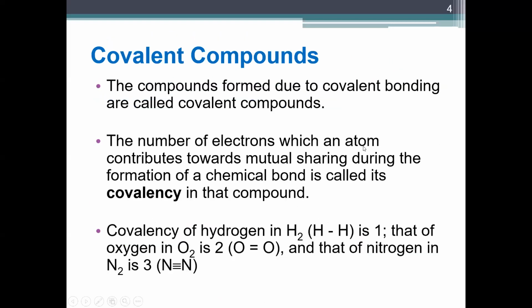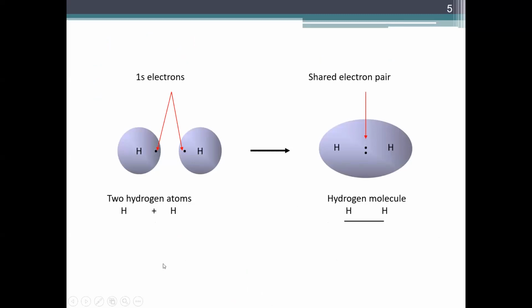So let's continue. Looking at the hydrogen atom, for example, the atomic number of hydrogen is 1, so it has 1 valence electron. When 2 hydrogen atoms come together, hydrogen cannot form an octet because it has only 1. The nearest noble gas configuration it will want to attain is that of helium, which has 2 electrons, a duplet. So hydrogen comes with 1 electron, the other hydrogen comes with 1 electron, and they share.